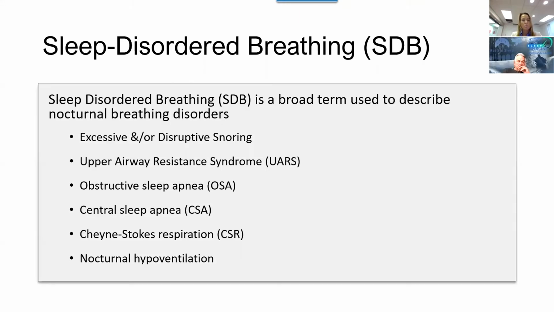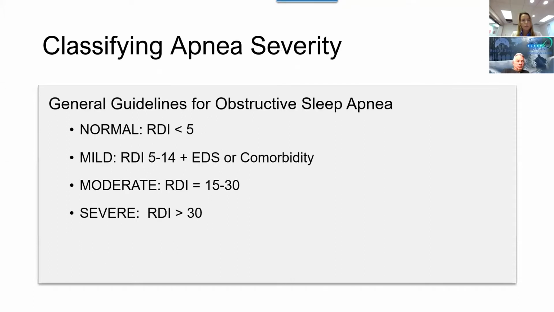In terms of sleep disordered breathing, there is a spectrum that patients may be experiencing, anything from excessive or disruptive snoring, known as primary snoring, to upper airway resistance syndrome, obstructive sleep apnea, central sleep apnea, Cheyne-Stokes respiration, and nocturnal hypoventilation. In terms of classifying apnea severity, there are some general guidelines. Typically, you're only looking at the RDI for classifying the apnea severity in terms of whether or not the patient is at risk for obstructive sleep apnea.